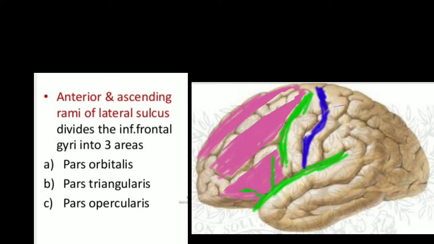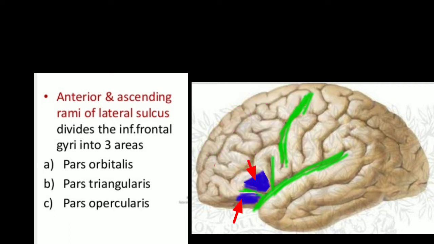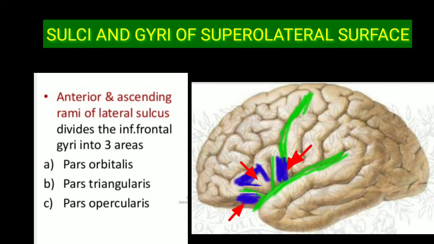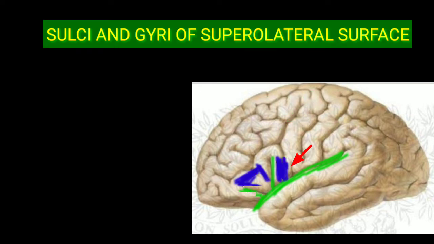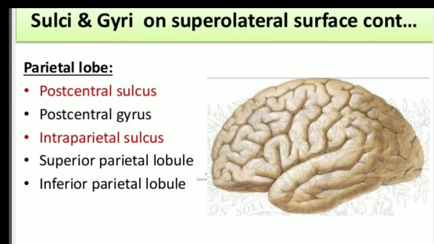The part below the anterior ramus is called pars orbitalis. The part between the anterior and ascending rami is pars triangularis, and the part posterior to the ascending ramus, the pars opercularis. The central sulcus is the main sulcus we discussed earlier. Now let us discuss the sulci present on the parietal lobe.